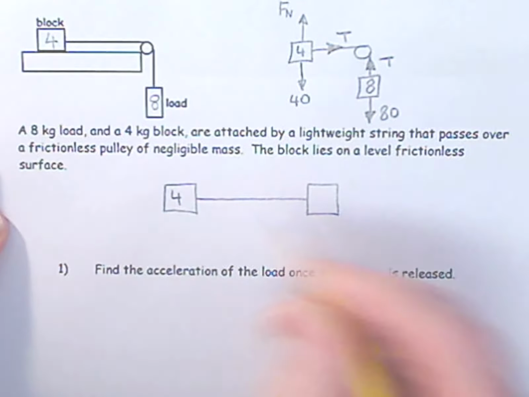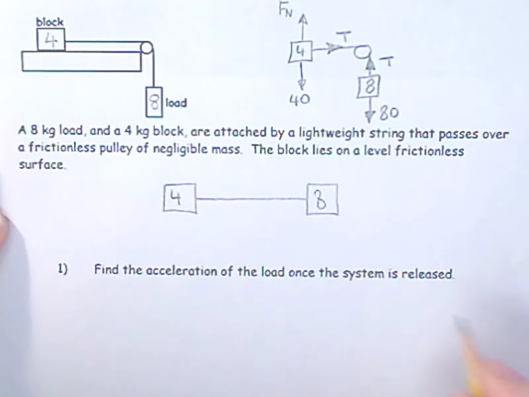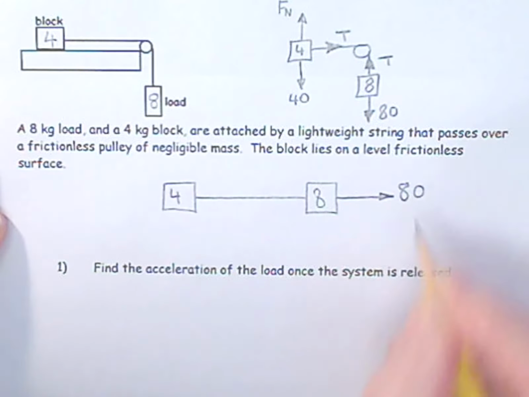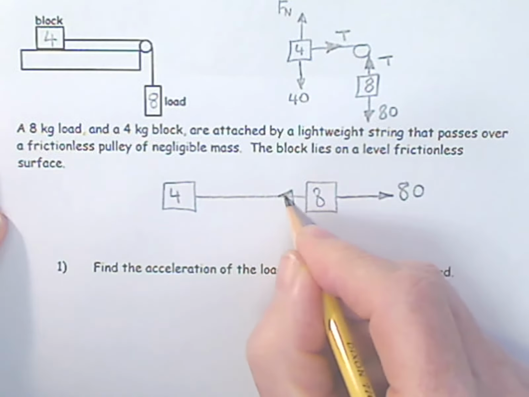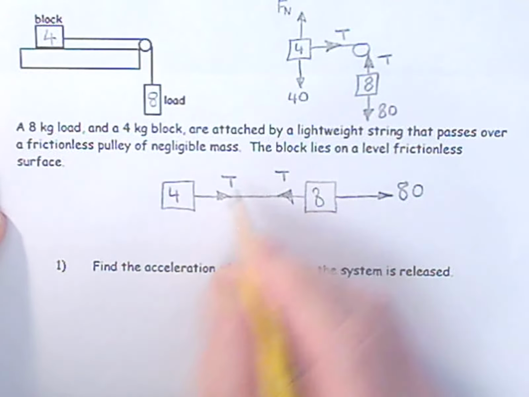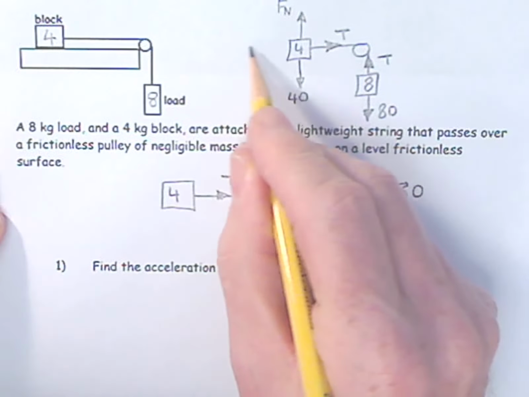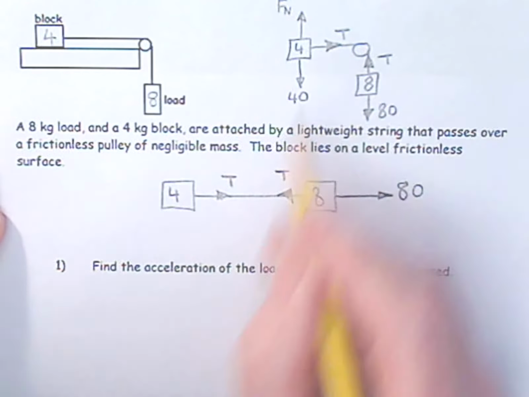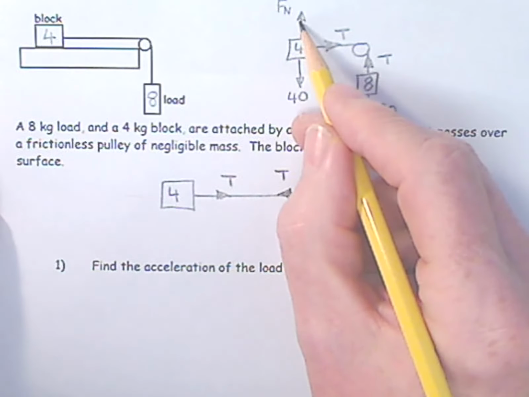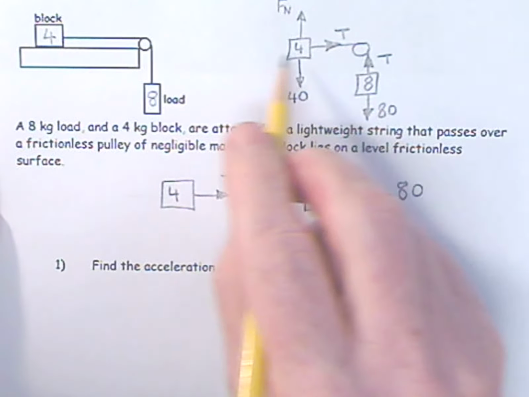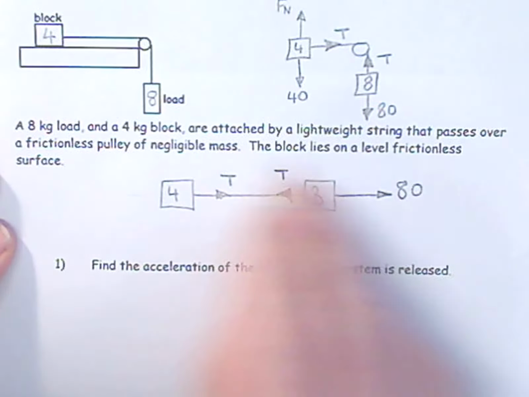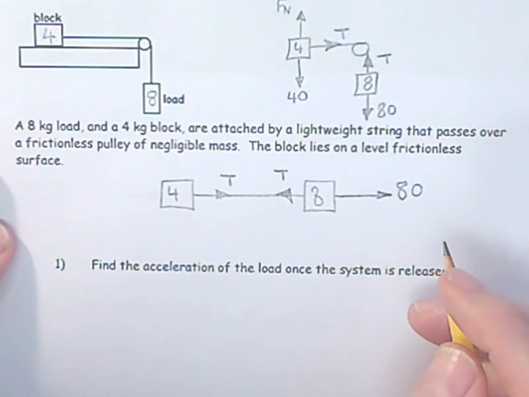So again, this is our 4 kilogram mass, and this is our 8 kilogram mass, and our 80 newtons is in line with a piece of string, so the 80 goes like that. And then this is our tension, and this is our tension. There's nothing in the line of the motion. There's no force pulling backwards. This 40 and that Fn are perpendicular to the motion and cancel each other out, but they're also orthogonal to the motion. So this is my diagram. This is what I'm essentially interested in.